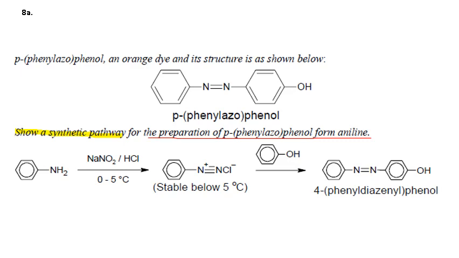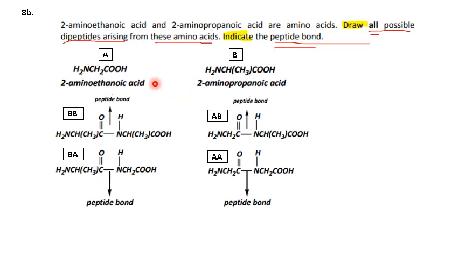So next, this question is related to amino acid. Given 2-aminoethanoic acid and 2-aminopropanoic acid are amino acids, draw all possible structures. So this is the structure for 2-aminoethanoic acid. This is the structure for 2-aminopropanoic acid.